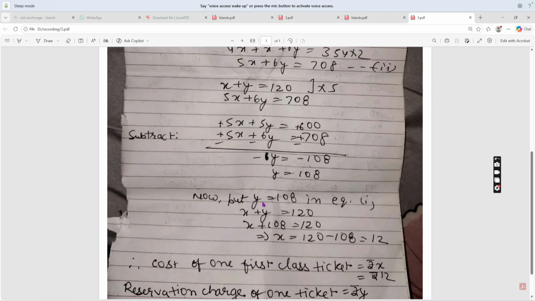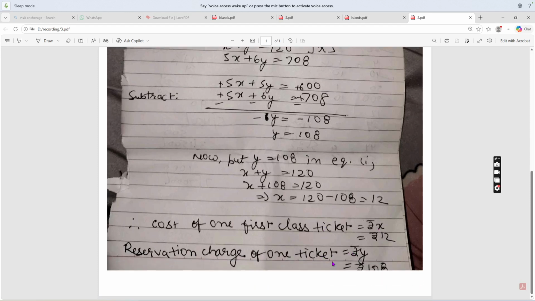Now we are going to put the value of y, which is equal to 108, in equation 1. What is the first equation? x plus y is equal to 120. So x plus 108 is equal to 120. So x is equal to 120 minus 108, which is equal to 12. Therefore, the cost of one first class ticket is x rupees, that is rupees 12. And the reservation charge of one ticket is y rupees, that is equal to 108.